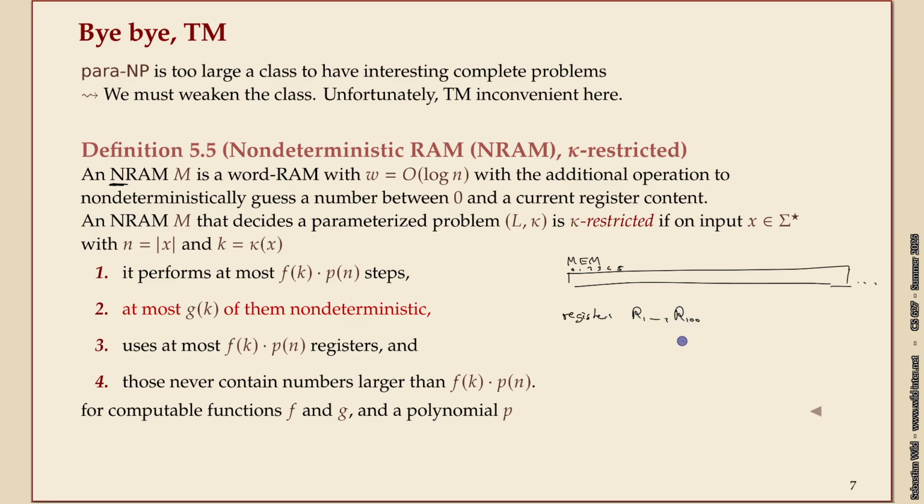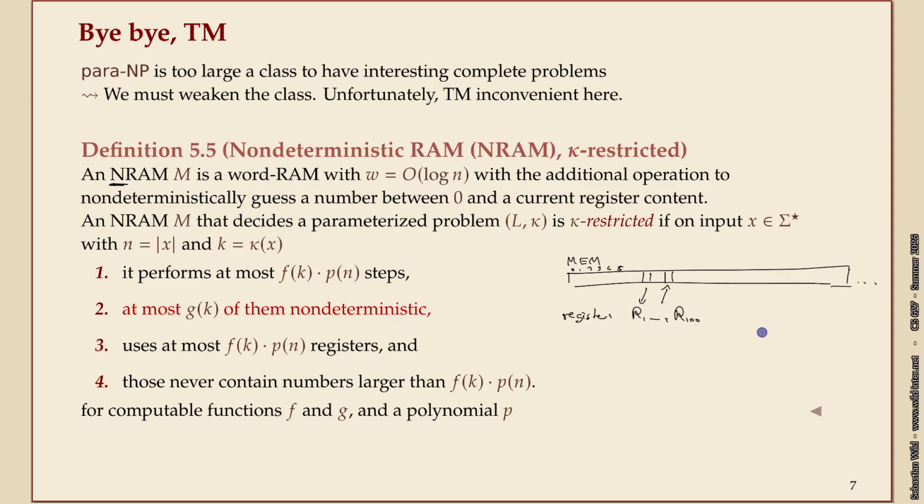say 100. It doesn't matter exactly what the number is, but it's fixed and independent of the input size. And then you have operations for loading pieces. You can read a memory cell and load it into a register. You can write back to some memory cell, and you can give the address that you're writing to as the content of another register. And you can do arithmetic operations, and you can do the usual comparisons and conditional jumps. That's just a reminder of what the word RAM model is.